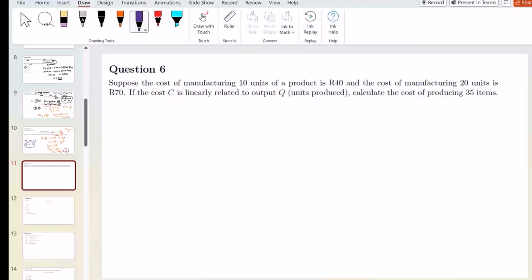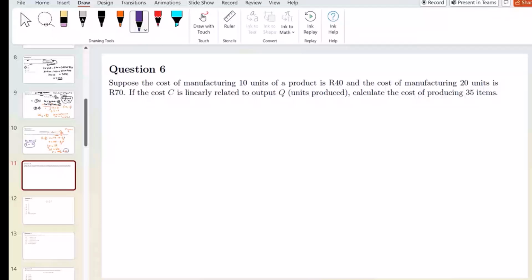This question, you have to read the context first. So here they say, suppose the cost of manufacturing 10 units of product is 40 and the cost of manufacturing 20 units is 70. If the cost is linearly related to the output, so you already think, oh, they're talking about a linear function here. Calculate the cost. So this is what we need to find. We need to find the cost.